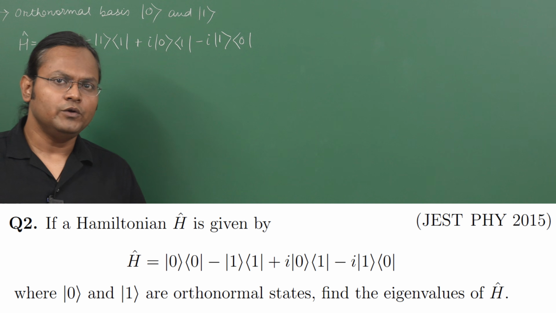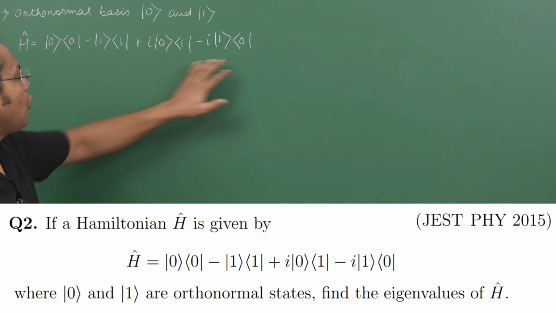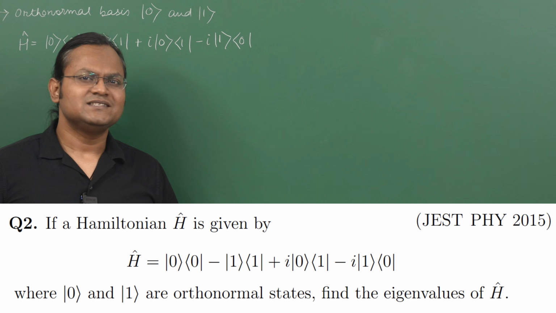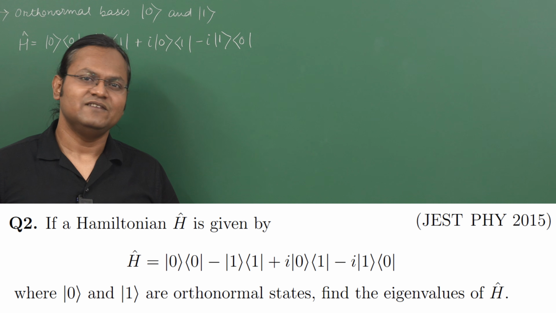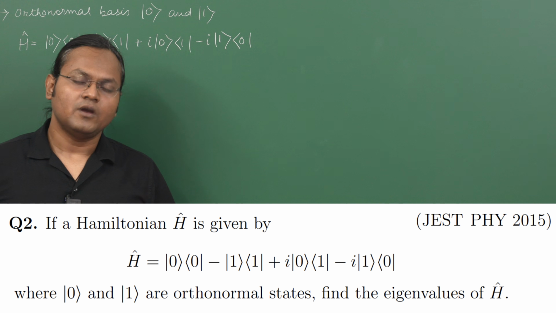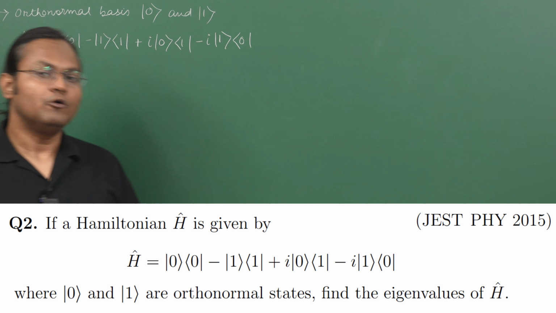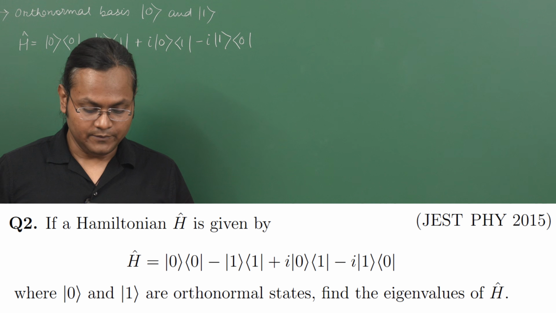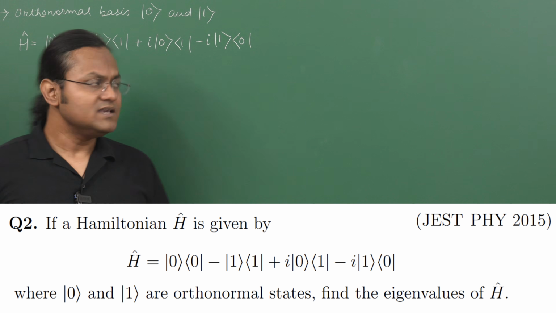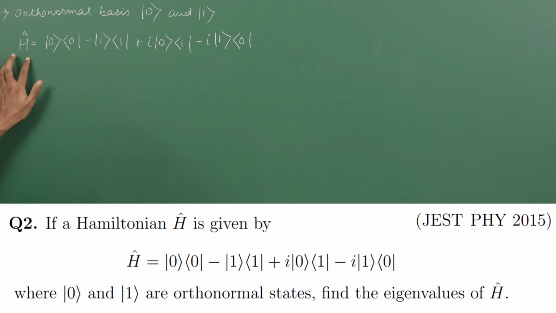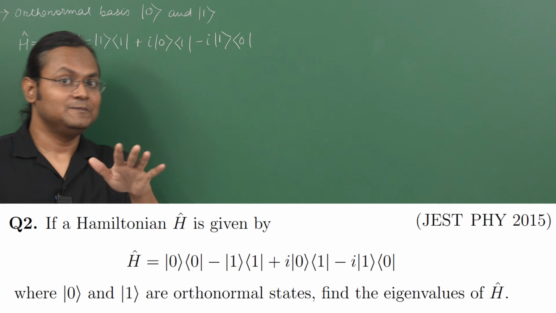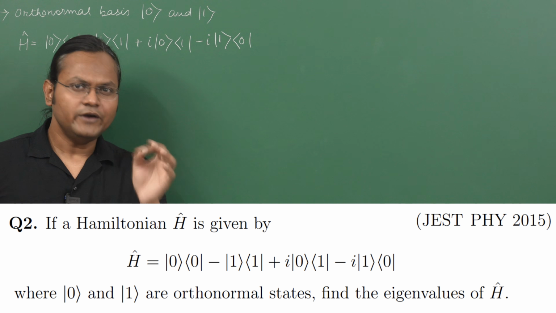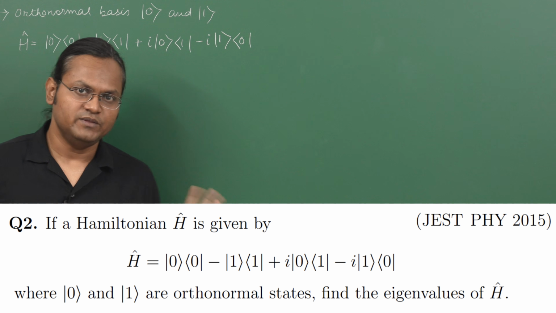Now here the Hamiltonian is represented as an outer product of the various orthonormal state vectors. Outer product is not a scalar quantity. The outer product is in fact an operator. The inner product represents a scalar quantity, but the outer product of two kets will represent an operator. They are asking us to find the eigenvalues associated with this Hamiltonian corresponding to this orthonormal basis. Again, if you are familiar with the matrix representation, please pause the video, try to solve this question yourself, and then cross-check your answer with mine, okay?